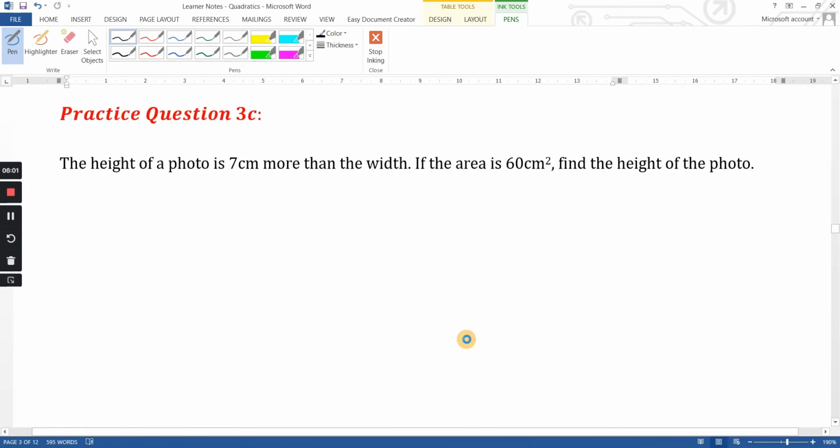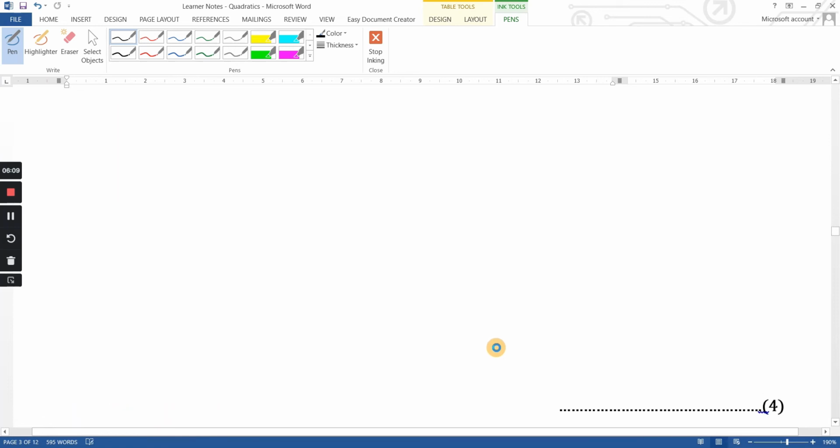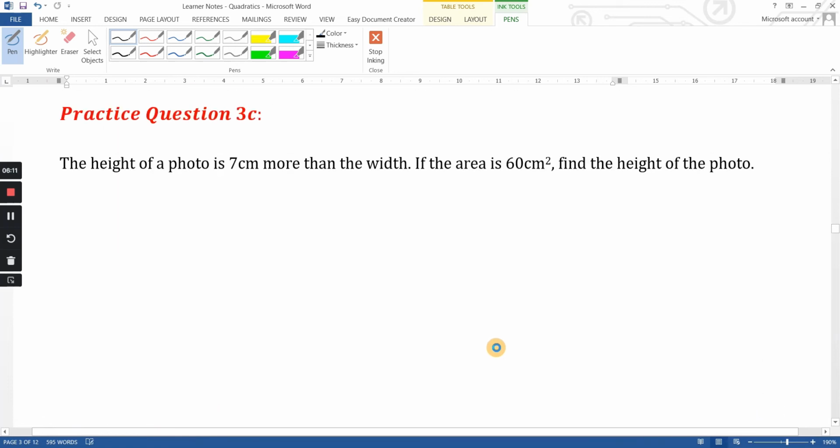The height of a photo is 7 centimeters more than the width. If the area is 60 centimeters squared, find the height of the photo. So we don't have a diagram for this. They've just described what they're talking about. So me personally, I would draw. Let's just draw a rectangle to represent the photo.